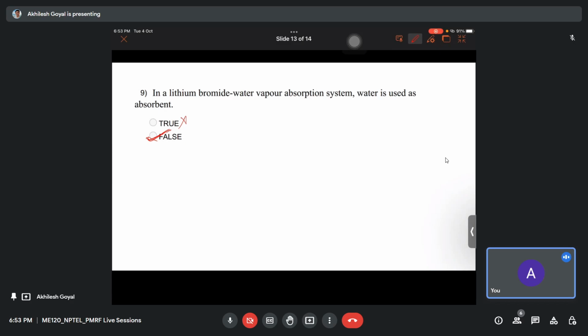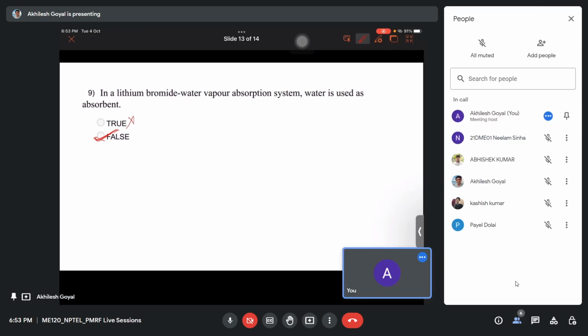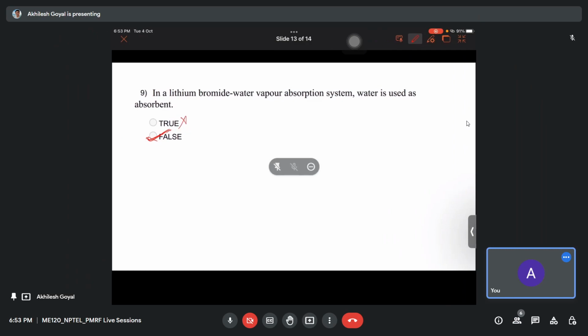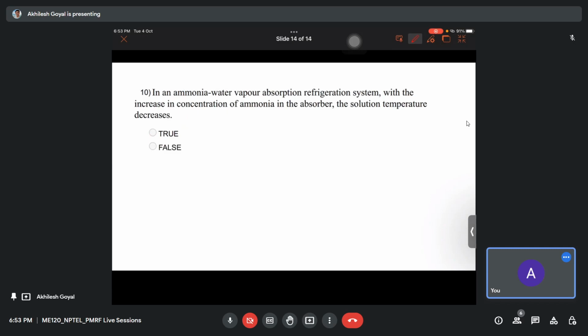Okay, so Kashish, your answer was wrong. The water is used as absorbent in the case of lithium bromide water system. Okay, okay, sir. So let's move to the final question. Yeah. So here in the case of lithium bromide water absorption system, water works as refrigerant and lithium bromide works as absorbent. Okay?